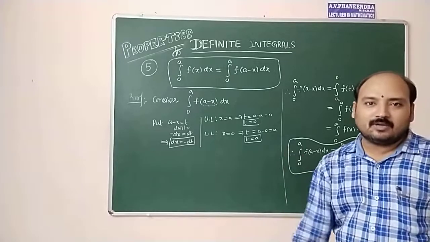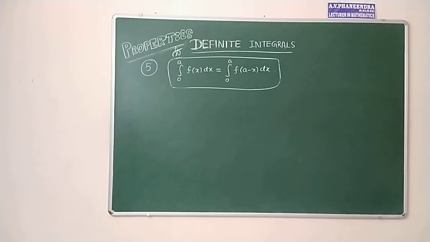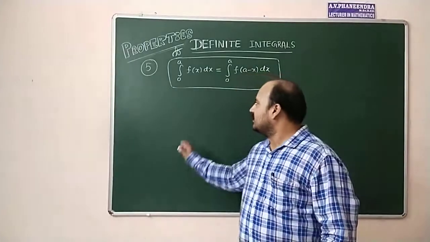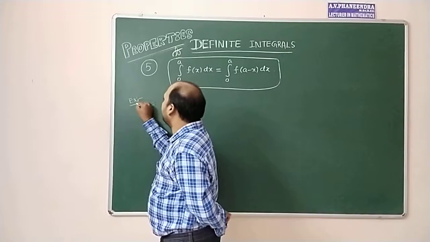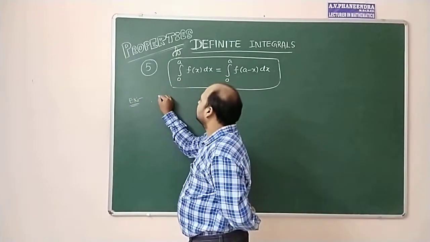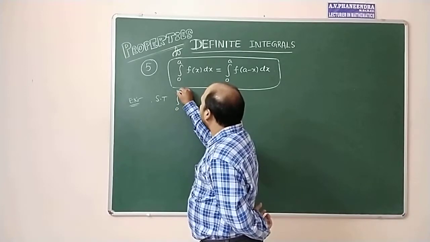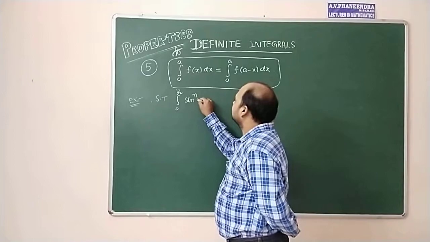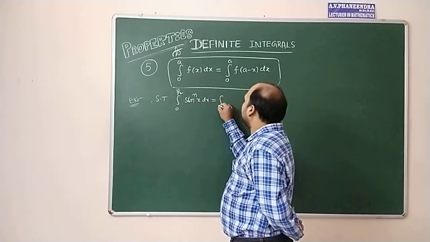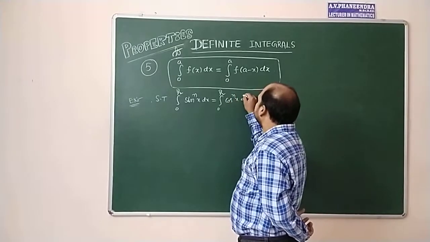I'll give an example for this property. Important for 2 marks. In the public exam there may be chances they ask: Show that integral 0 to pi by 2 sine power n x dx is equal to integral 0 to pi by 2 cos power n x dx.